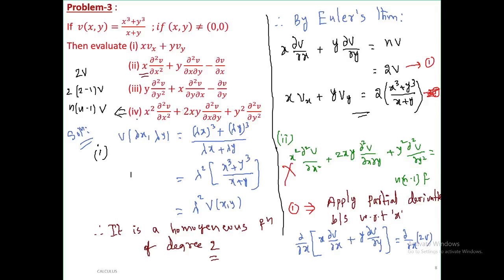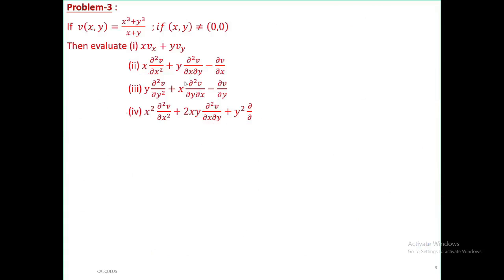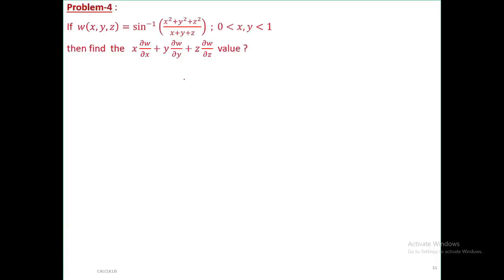So this is the result of the fourth question. Okay. So this is just by using Euler theorem only. If you don't want to apply Euler theorem, then proceed and find out what is Vx, what is Vy, and what is Vxy, and all these things you have to compute and you have to substitute here and you have to simplify, the required result you will get. Okay. Next, problem number 4.